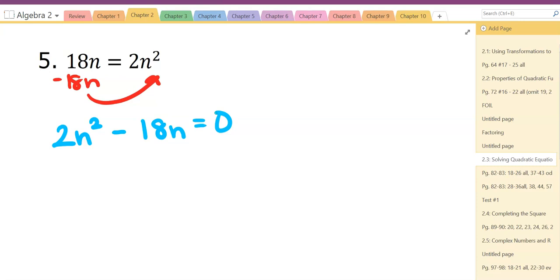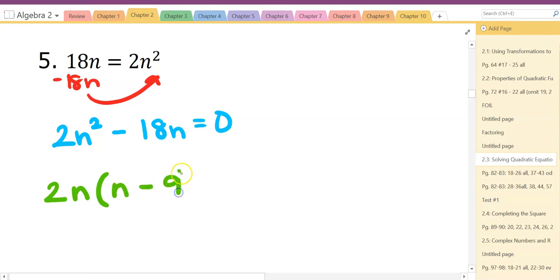Looking at these two terms, is there any number that I could pull out of both of them? 2. Do they share any letters? An n. If I take out a 2 and an n from each term, what's going to be left? Good. So this is considered factored form. And so what I'm going to do is take the 2n and set that equal to 0. And then I'm going to take the n minus 9 and set that equal to 0.